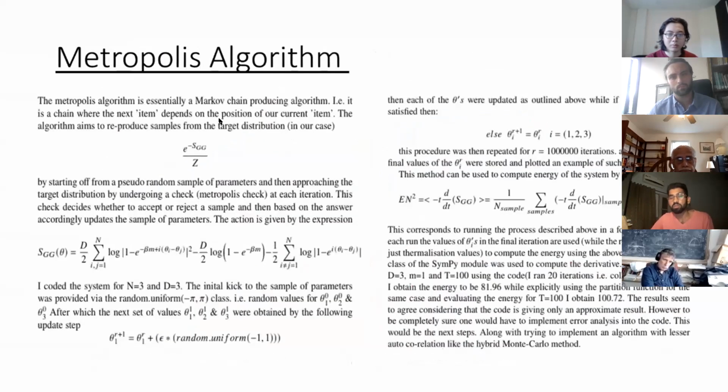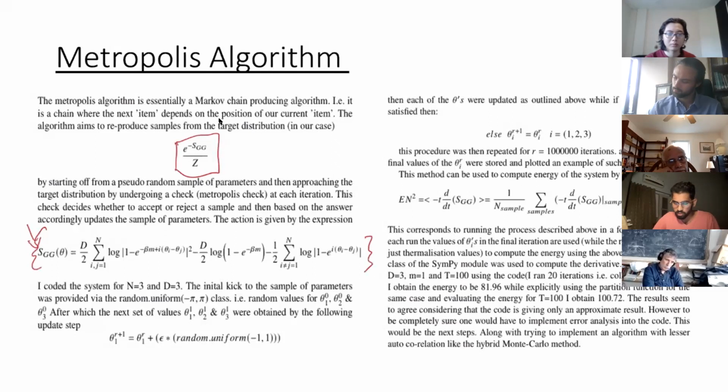Finally, I tried to also compute these physical quantities of interest via the Metropolis algorithm. Well, to just briefly state what the algorithm does, it is essentially a Markov chain producing algorithm. That is, the next item depends on the position of our current item in the iterations. And the algorithm basically aims to reproduce samples from a target distribution, which in our case is this. So note that for our particular system, the gauge Gaussian system, the action is given by this formula over here.